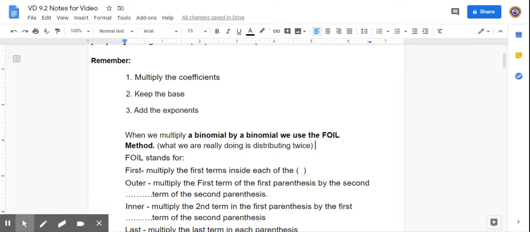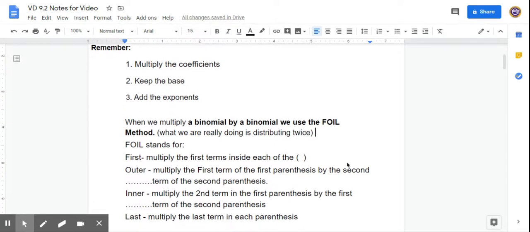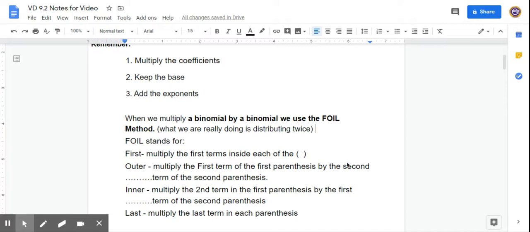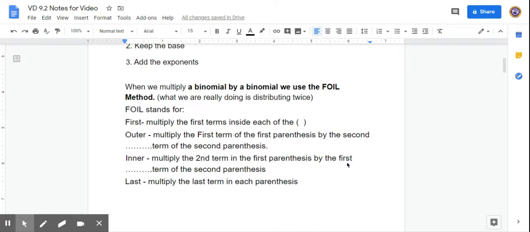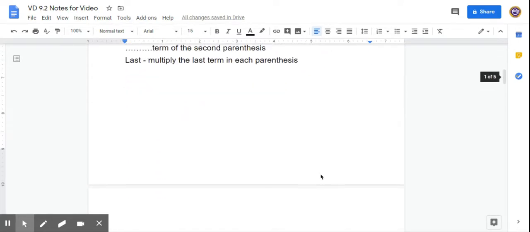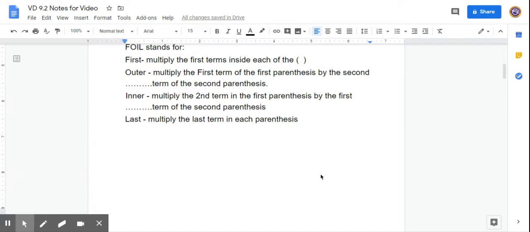The first thing you're going to do is multiply the first terms inside each of the parentheses. The second step will be to multiply the first term of the first parenthesis by the second term in the second parentheses. The inner is multiplying the second term in the first parenthesis by the first term of the second parentheses. And the last, L, stands for multiplying the last terms in each of the parentheses, which you'll see once I do some examples. So let's just do some examples.